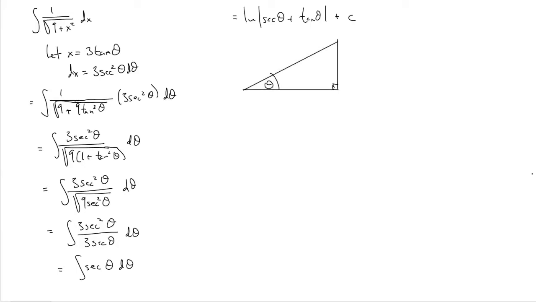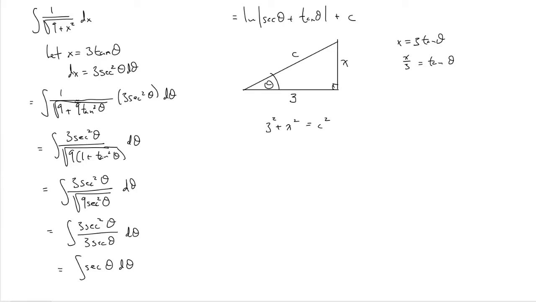For that, we make ourselves a right triangle. We label one of the non-right angles theta. We remind ourselves that x equals 3 times the tangent of theta, which is how we started. And so that means that x over 3 is the tangent of theta. And so opposite over adjacent is x over 3. And so we can label the opposite side x, the adjacent side 3. And the remaining side is the hypotenuse. We may as well call it c.